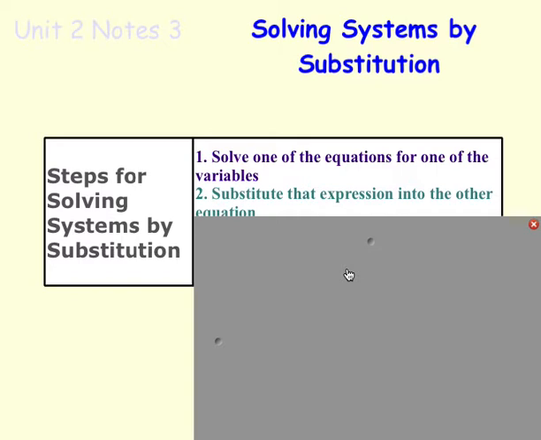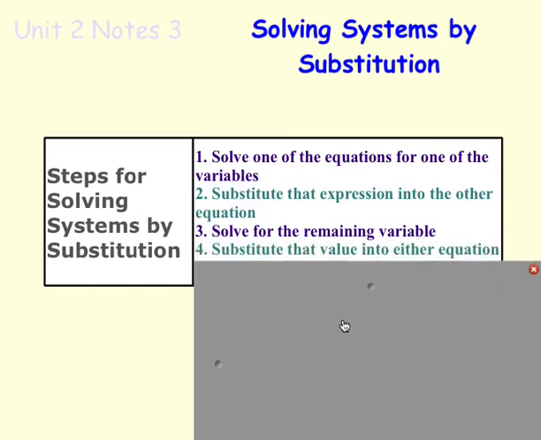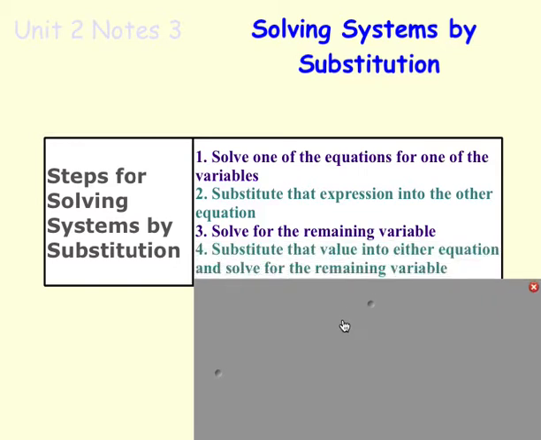Now what I'm talking about may not make a lot of sense right now, but it'll make more sense when we put it into practice. But it is important to have these steps written down so that you can reference them back if you get stuck. Step number 3 is to solve for the remaining variable. At that point, once you've substituted it in, you should only have one variable left. Okay, and then you can substitute that value into either equation. It doesn't matter which one, it's going to give you the same answer. And then you're going to solve for the remaining variable.